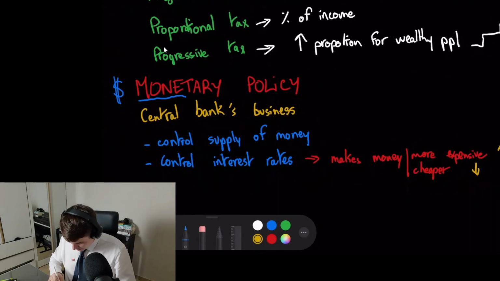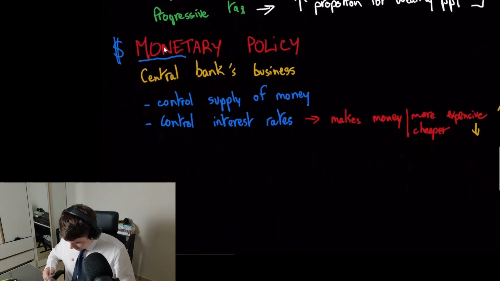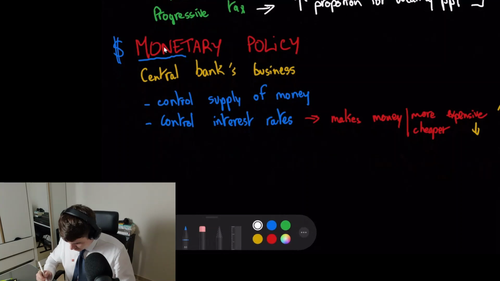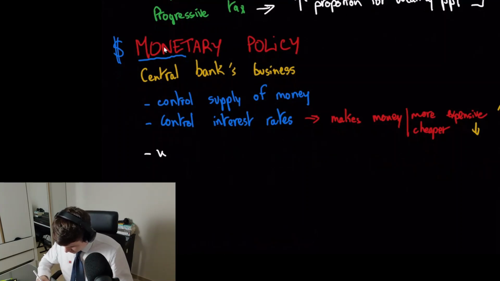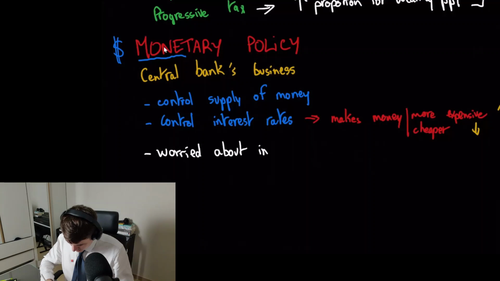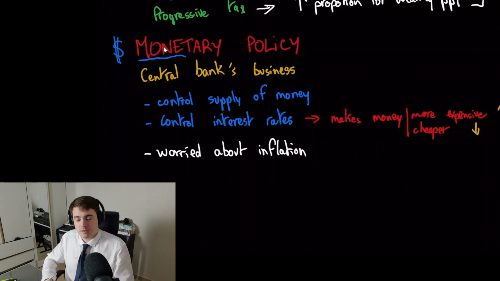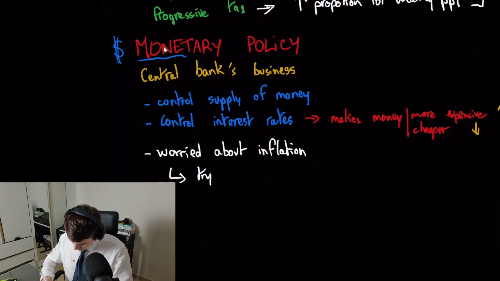A couple of other things to mention. A central bank is worried about inflation. That is their main concern. And all of the central banks around the world, they are trying to have an inflation of around 2%.